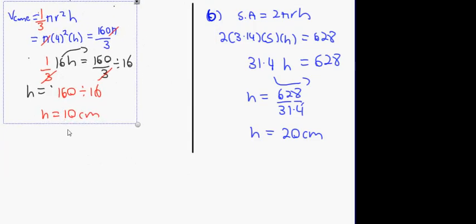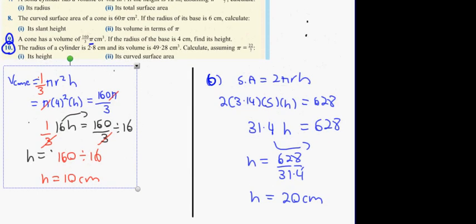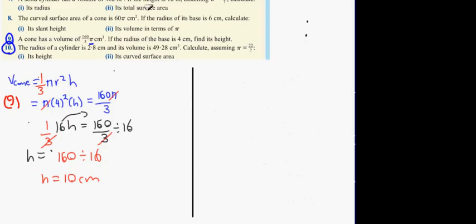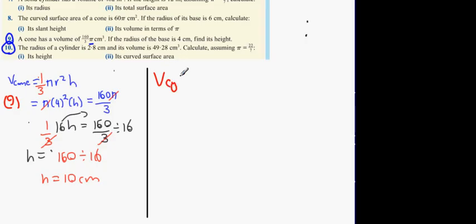Now, next one we're going to do, that is number 9, is on the top left now. And what I'm going to do on the right is number 10. Okay? So number 10 is the following. The radius of a cylinder, volume of a cylinder this time. Just double check that it is a cylinder. Double check your formula so you don't make the same mistake I did. Pi r squared h. Okay? Its volume is 49.28.